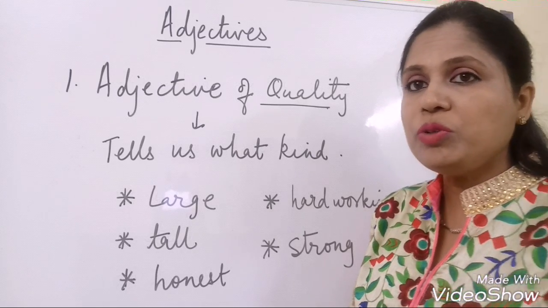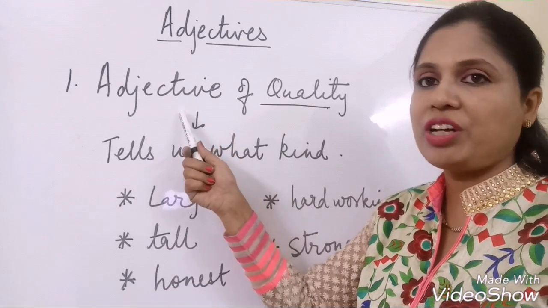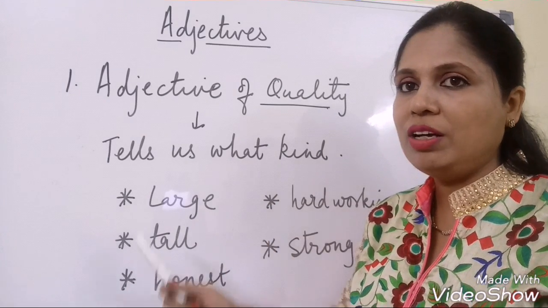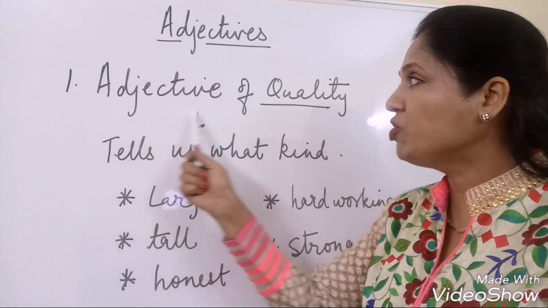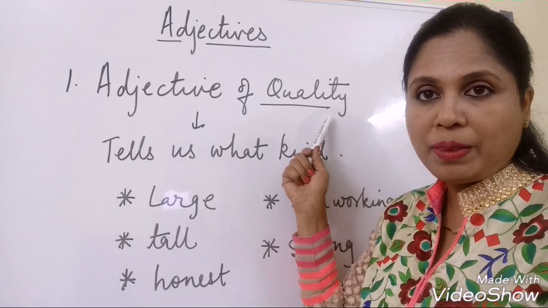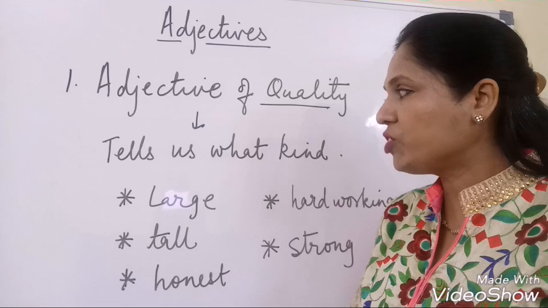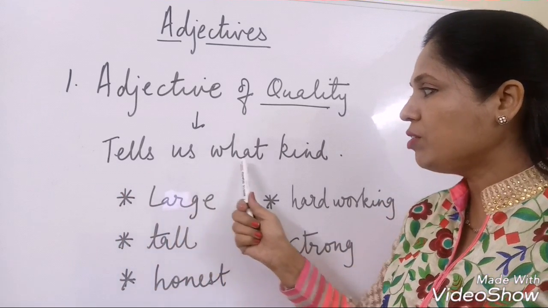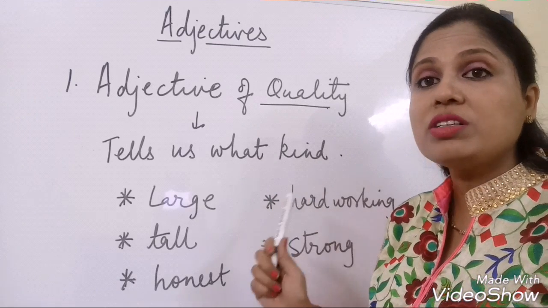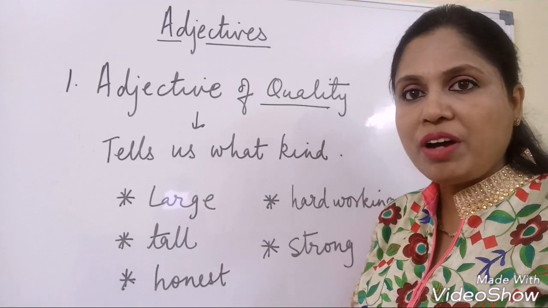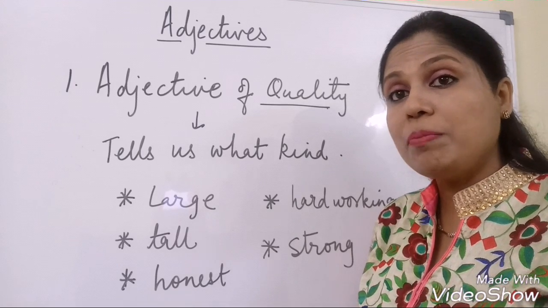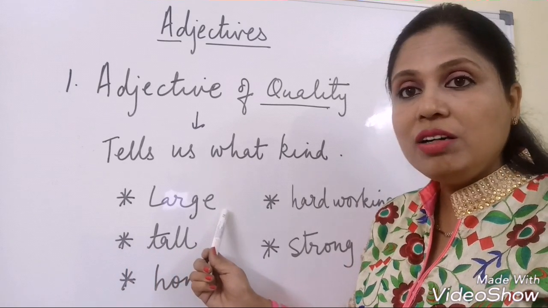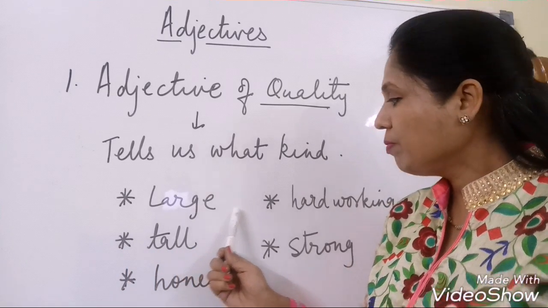And now I'm going to take up types of adjectives. So there are different types of adjectives, and the first one that I'm going to discuss is the adjective of quality. So what does an adjective of quality do? An adjective of quality tells us what kind or what type. What type of a house is this? This is a big house or a huge house. This is a large house.